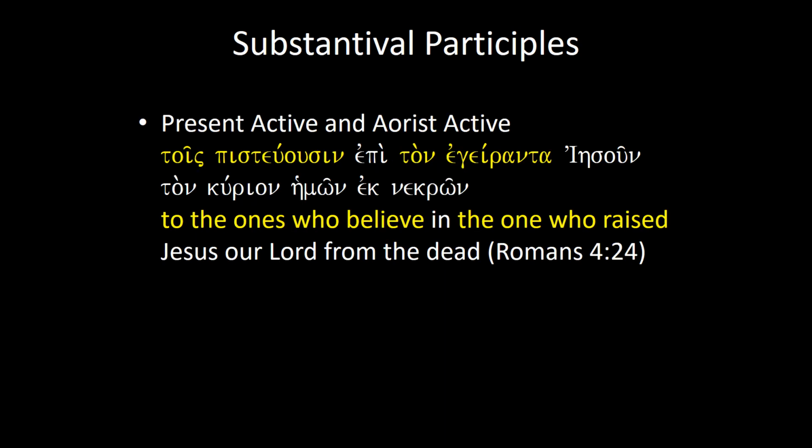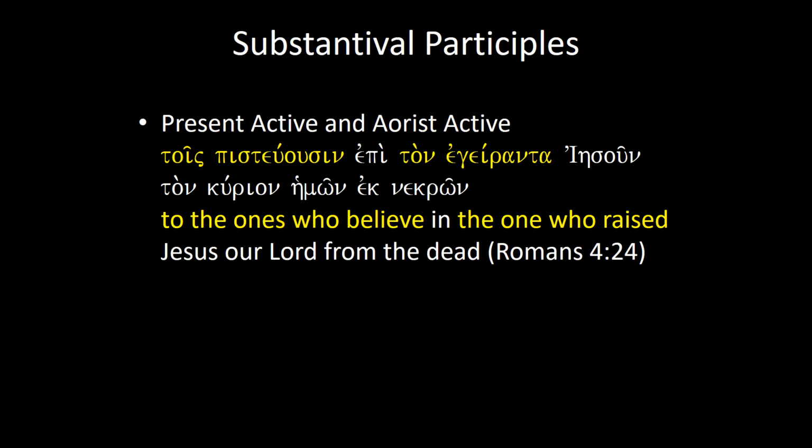So here's some substantival participles. This first one, I have an example. The first one is going to be dative, and then the second highlighted one is accusative. You know what helps me to identify those very quickly? The article. Tois pistuusin epi ton egeronta Yesun ton kurion hemon ek nekron. So the first participle is dative plural. And this particular function is like an indirect object. So we add the word to. To the ones who believe epi, upon or in.